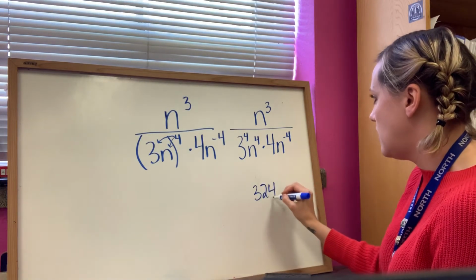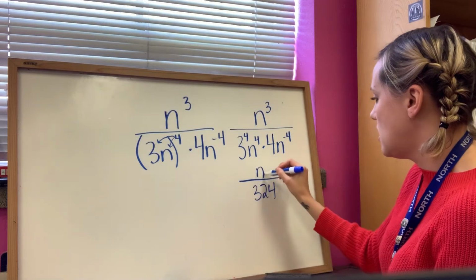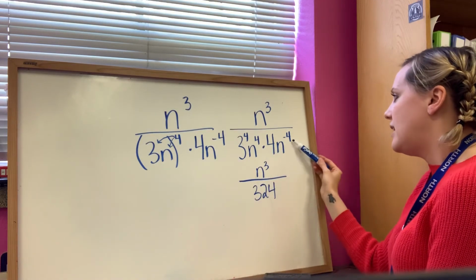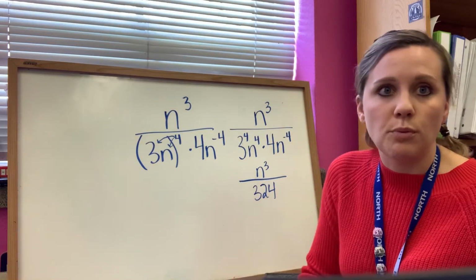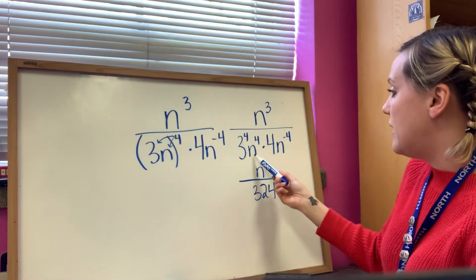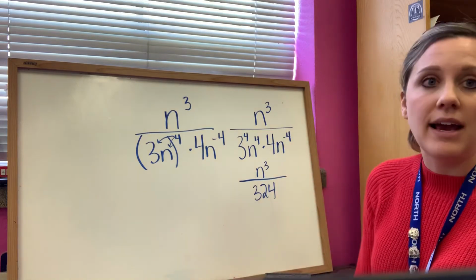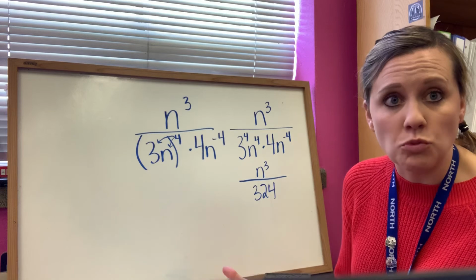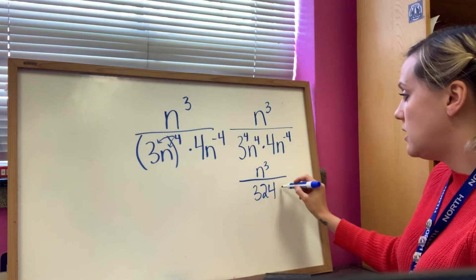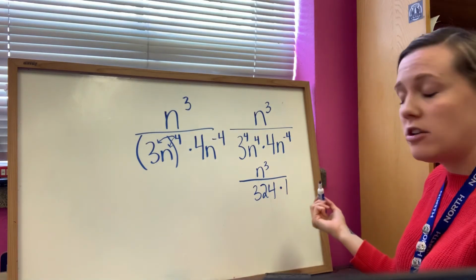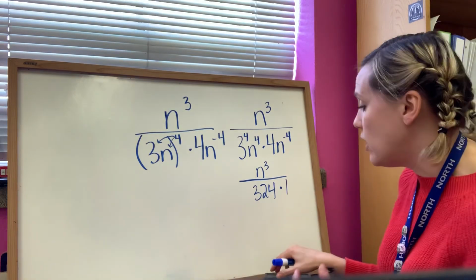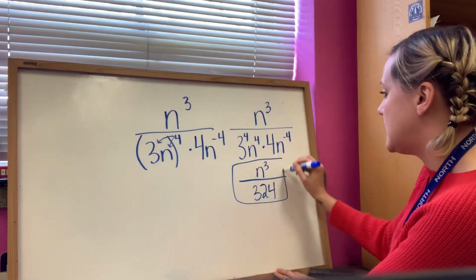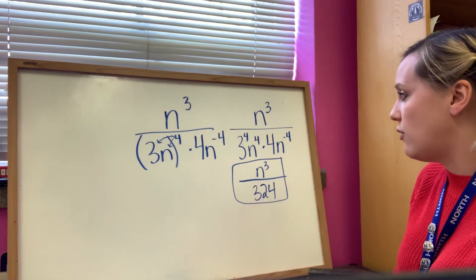in the denominator. Okay, and then I have n to the fourth and n to the negative fourth. And remember, when we're doing the product rule and the base is the same, you add the exponents. So 4 plus negative 4 is 0, and anything to the 0 power is 1. So I could write out here times 1, but 324 times 1 is just 324. So I don't really need to write that. So this is my final answer. It's n cubed over 324.